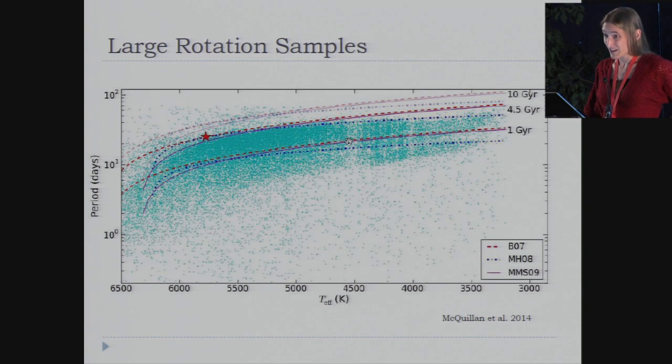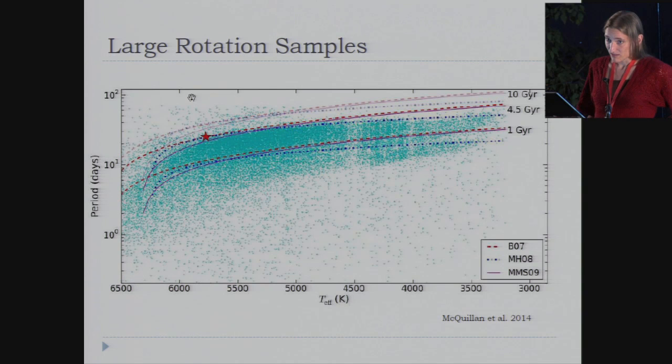And you can see that there are a lot of features on this diagram, some of which Svi talked to you about, and some of which I'm going to point out in more detail now. There's this sharp cutoff, which appears to fall at the 4.5 gigayear gyrochronological isochrone. And then you've got the locus of points here, some rapidly rotating things at all effective temperatures, and some spray of points that show up at long periods as well.